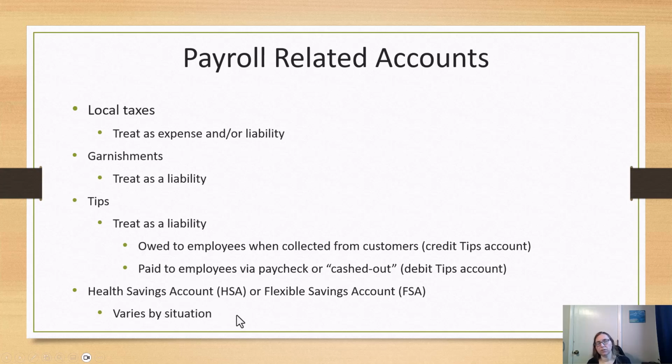And then some companies have health savings accounts, flexible savings accounts, and things like that. I've seen so many different scenarios with this that it's going to be really hard to talk about it in a video. These accounts are going to be really above the scope of this video.